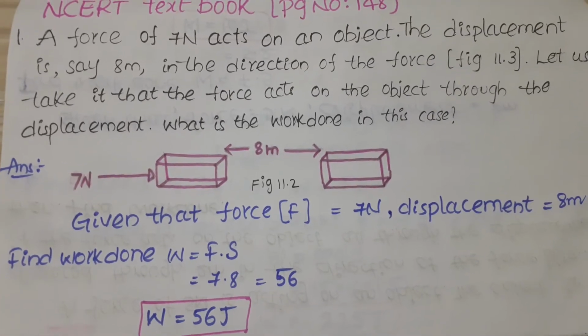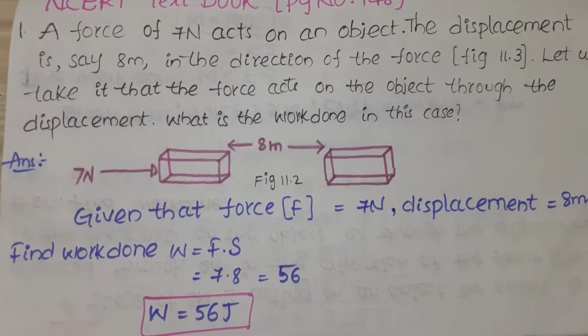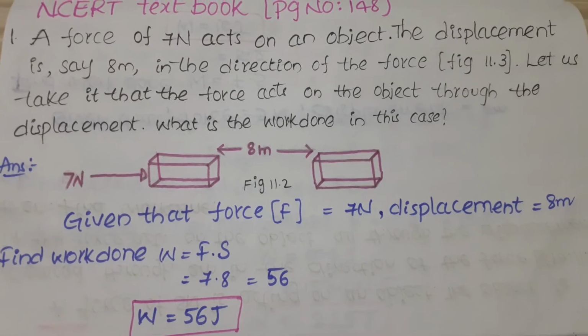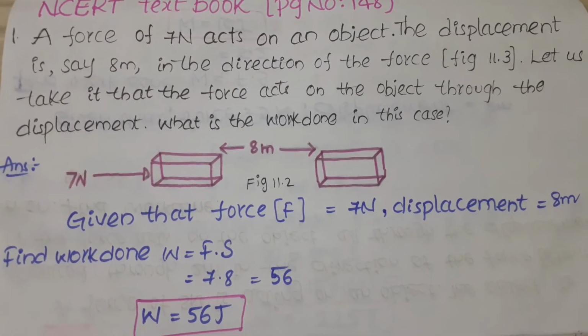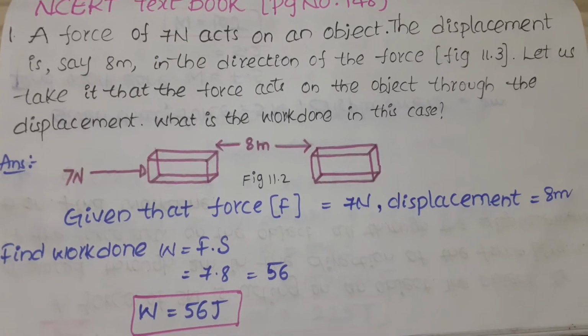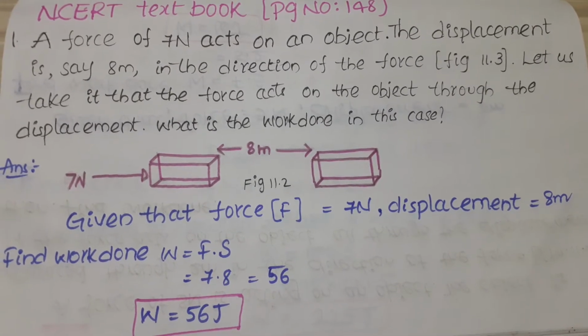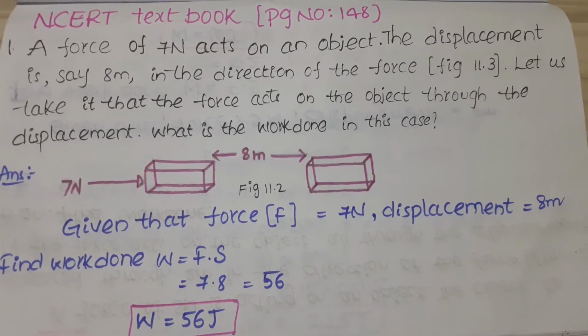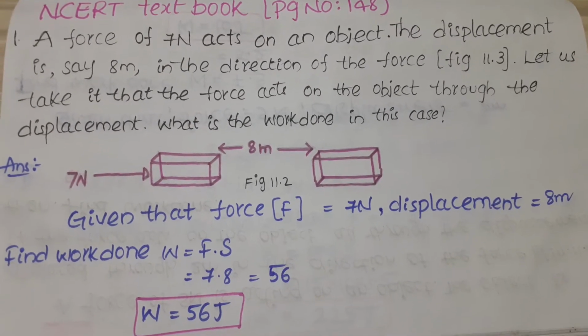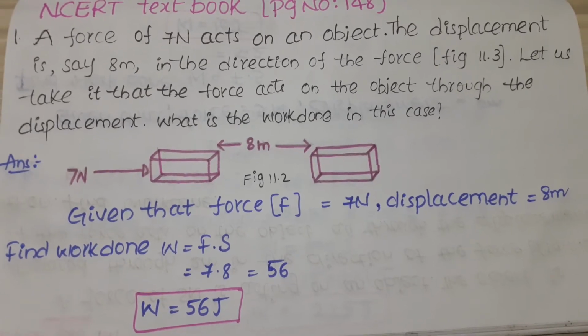So the basic work formula is W equal to F dot S, where F is force and S is displacement. Force 7 Newton, displacement 8 meter. So 7 into 8, 56 joule. Work unit is joule. So this is the work done on the object.